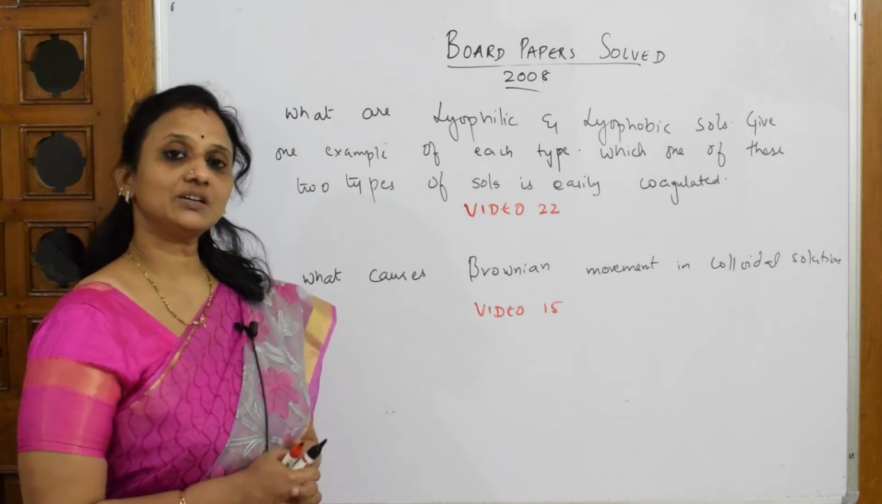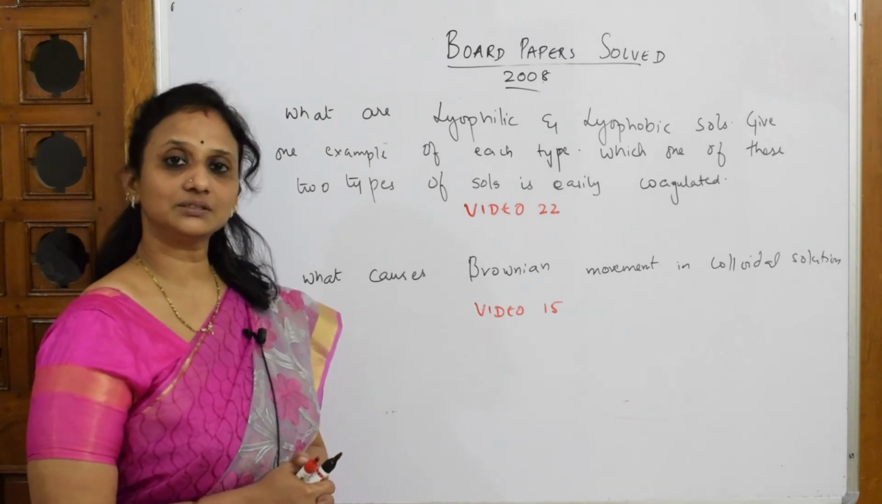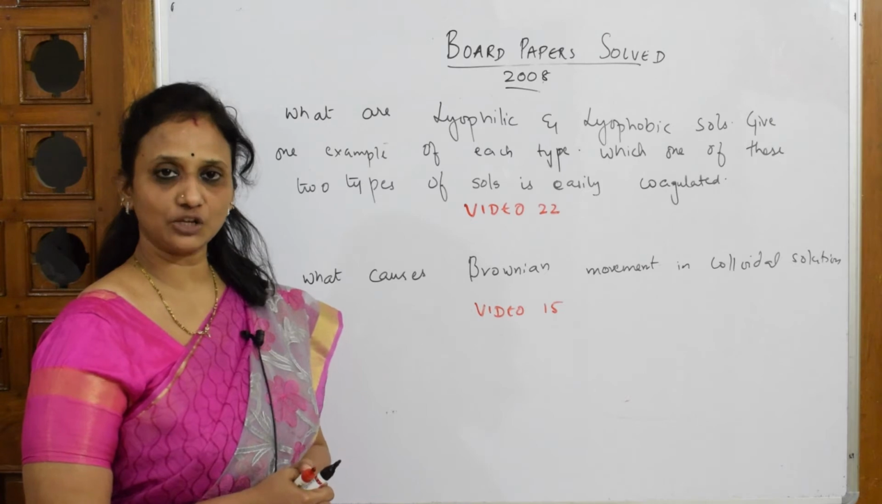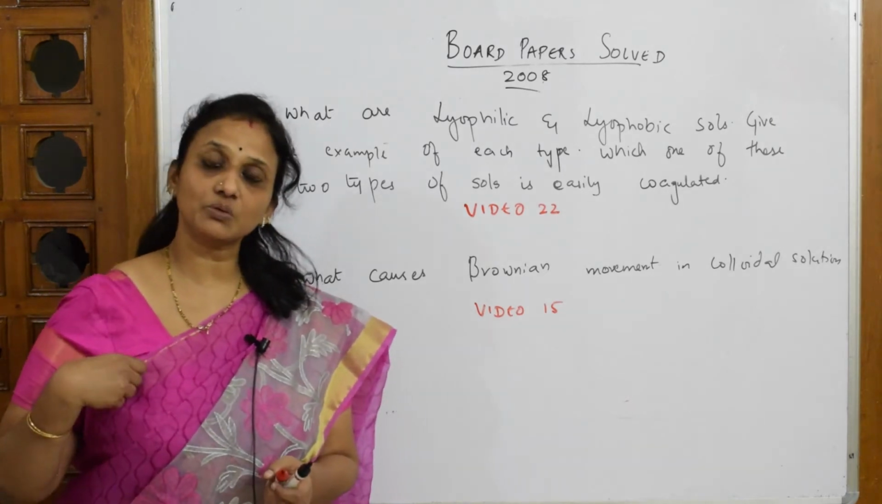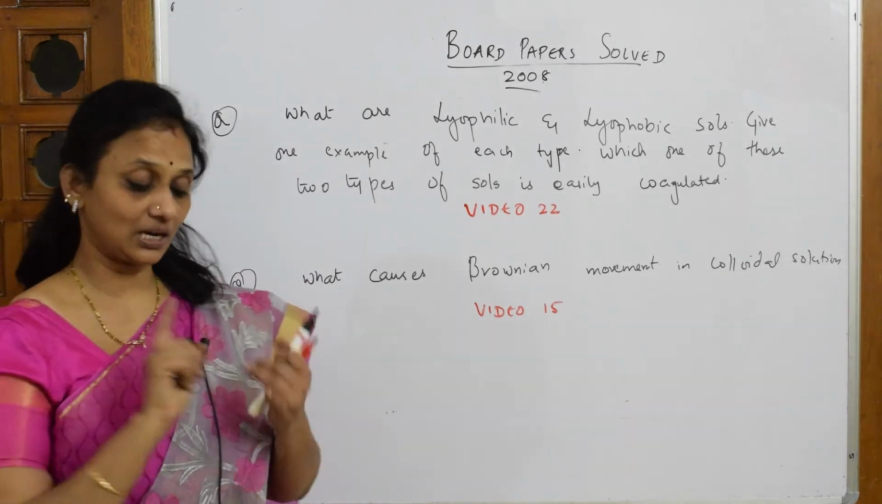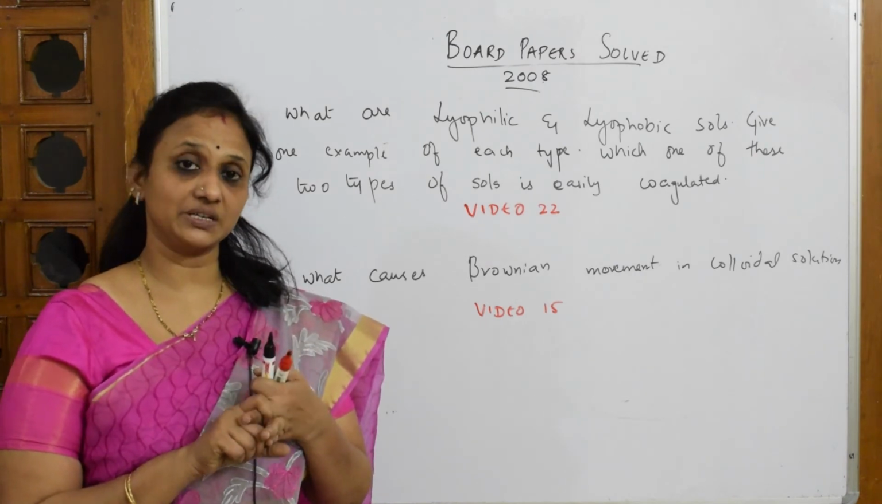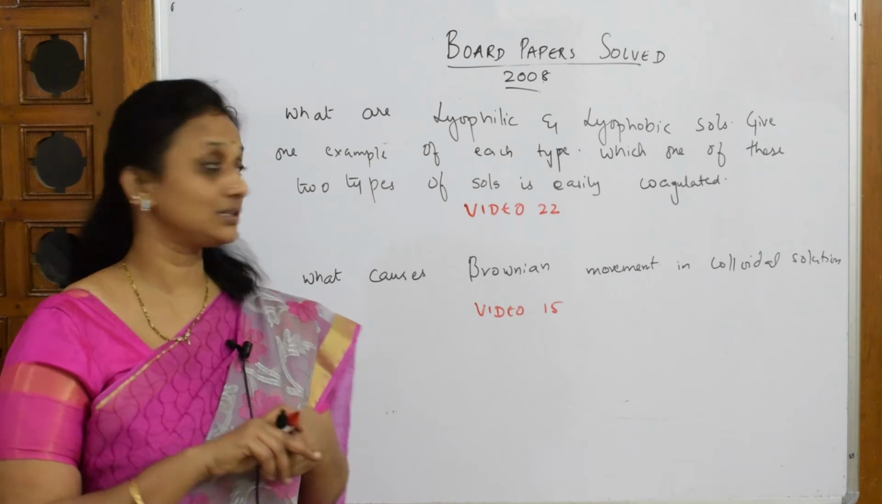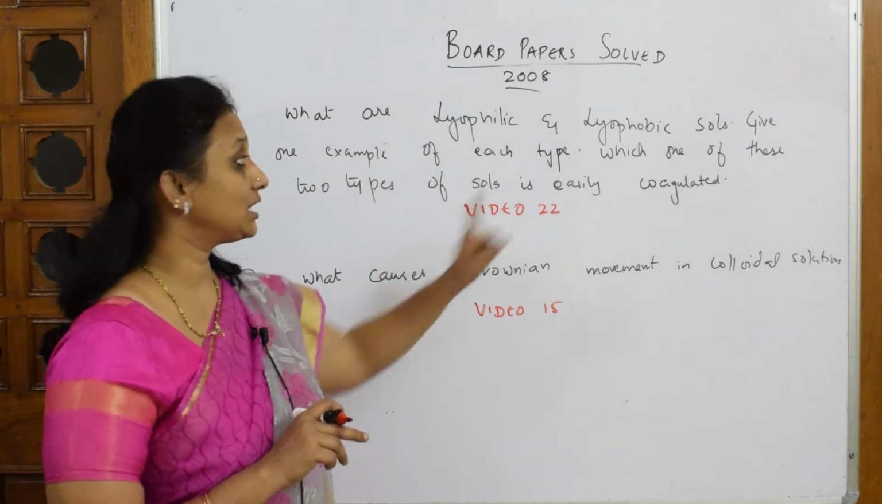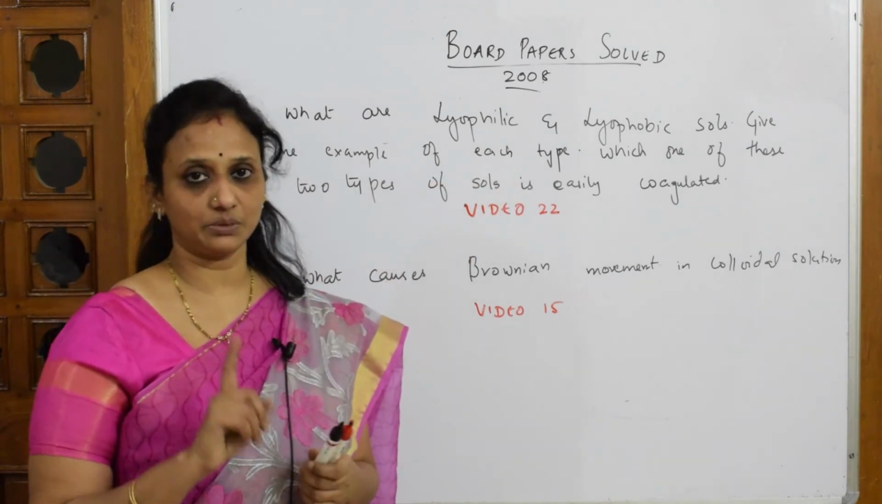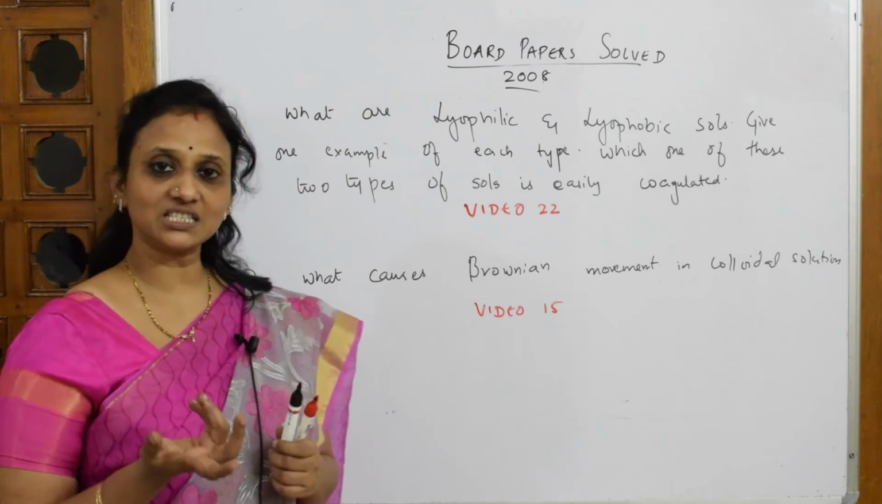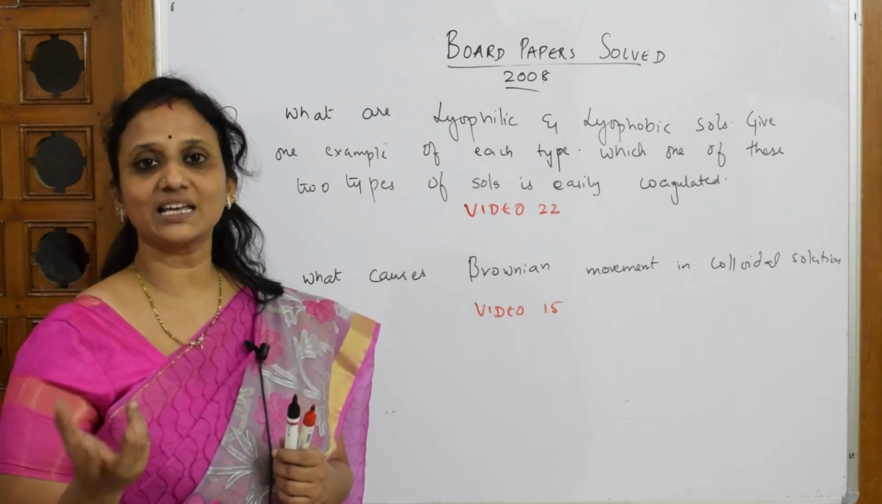Okay, so when I taught you the differences between lyophilic and lyophobic salts, I asked you to remember one concept, that is IRS, right? I stands for intrinsic, R stands for reversible, S stands for stability. So among both, which is more stable? Lyophilic is stable, lyophobic is unstable, remember. So whichever is unstable will get coagulated faster.